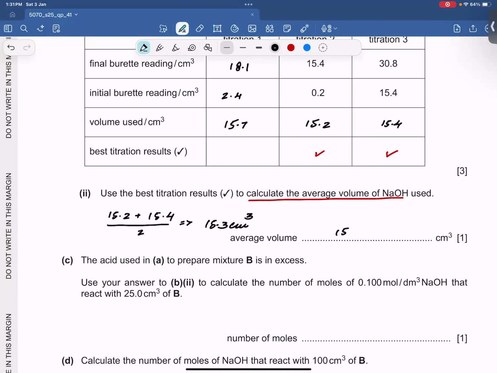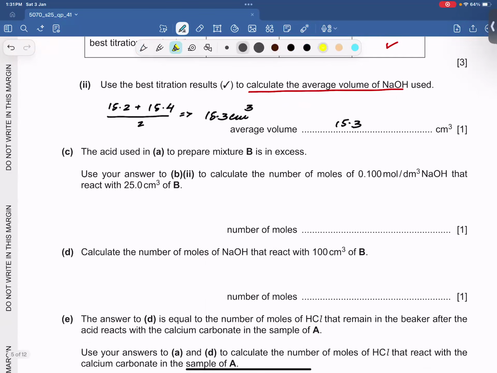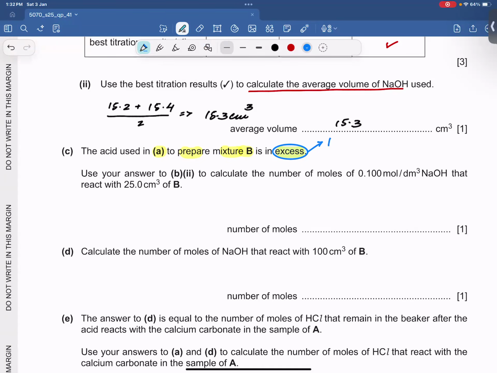The acid used in A to prepare mixture B is in excess. Why must it be in excess? To make sure all the calcium carbonate reacted.